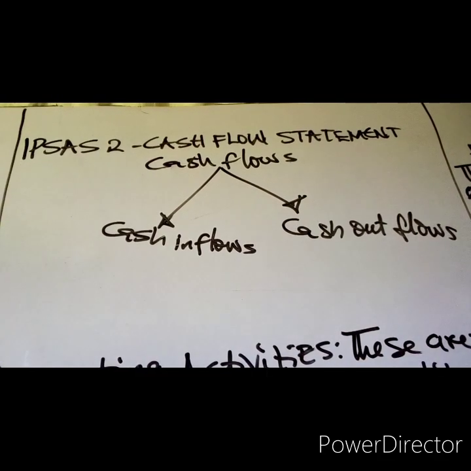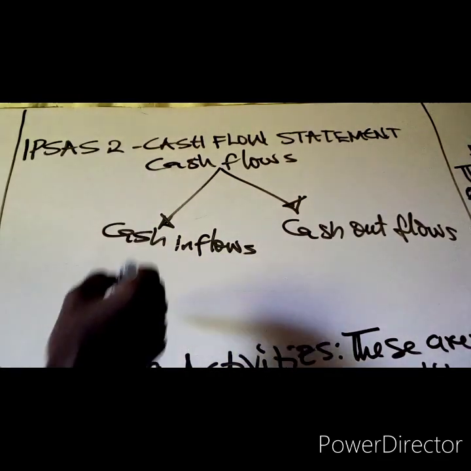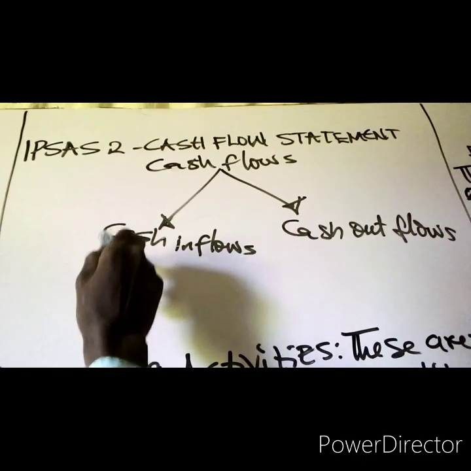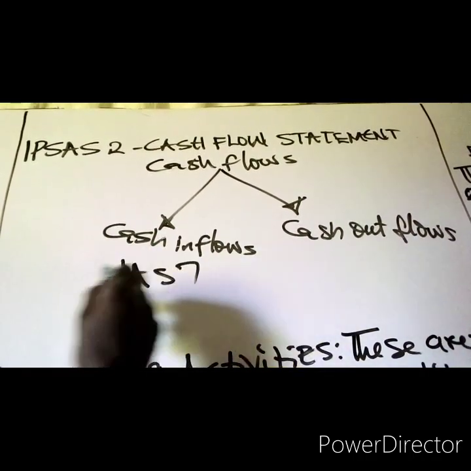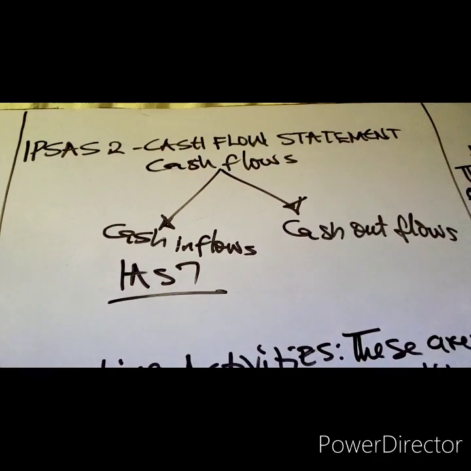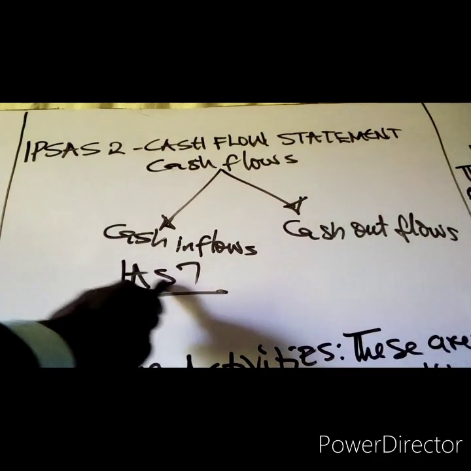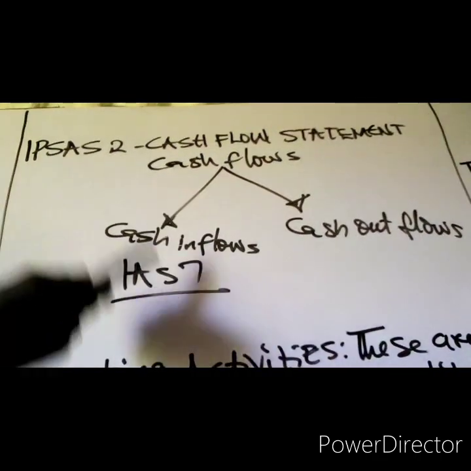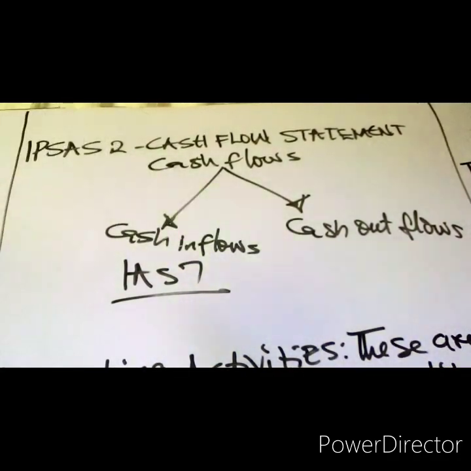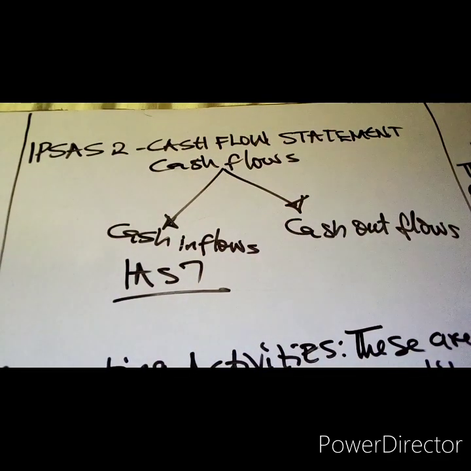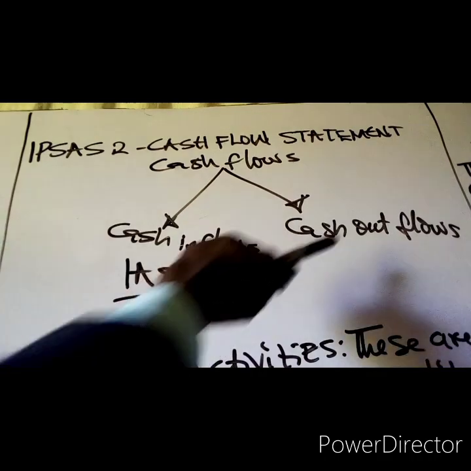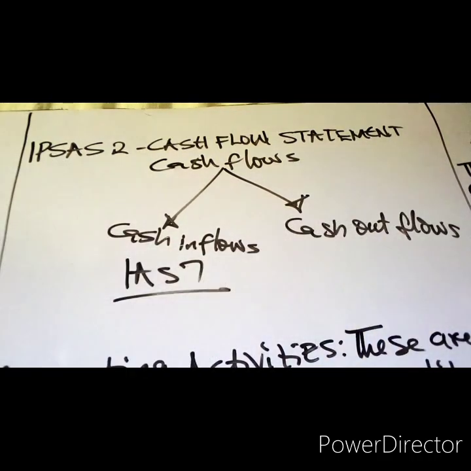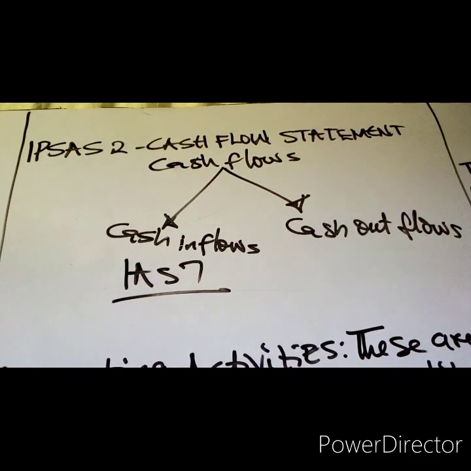period of time. This IPSAS 2 is a replacement, is equivalent of IAS number 7 on your financial reporting, International Accounting Standard number 7. So the equivalent of it is IPSAS 2 in government or in public sector. I'm telling you that cash flow statement is a statement that shows the cash inflows and the cash outflows of the government over a given period of time.